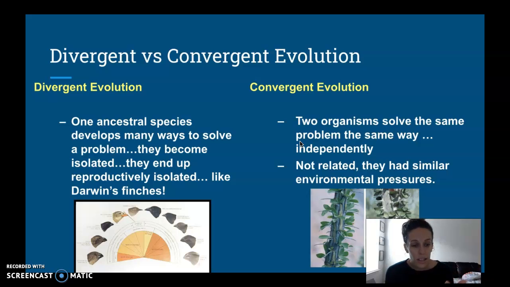So two things that are not related, like the fly and the bird, both face the same problem. They need a mode of transportation, or they need a means of getting away or finding their food. They're having the same environmental pressures, which causes them to both adapt the ability to fly. They don't have the same structures inside, but they had the same environmental pressures that caused them to evolve in similar ways. So that's convergent evolution.